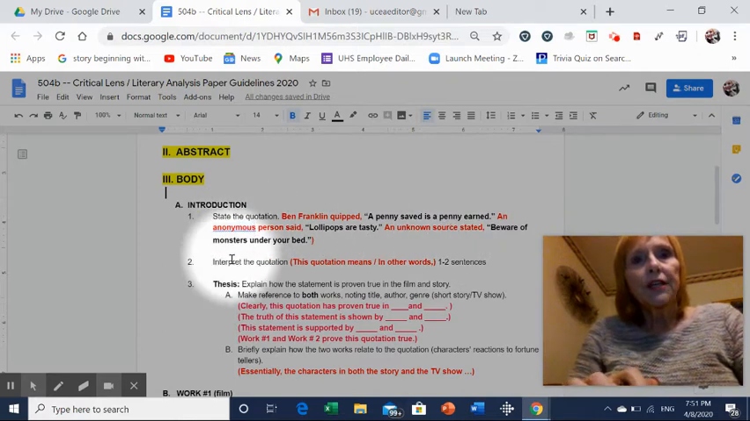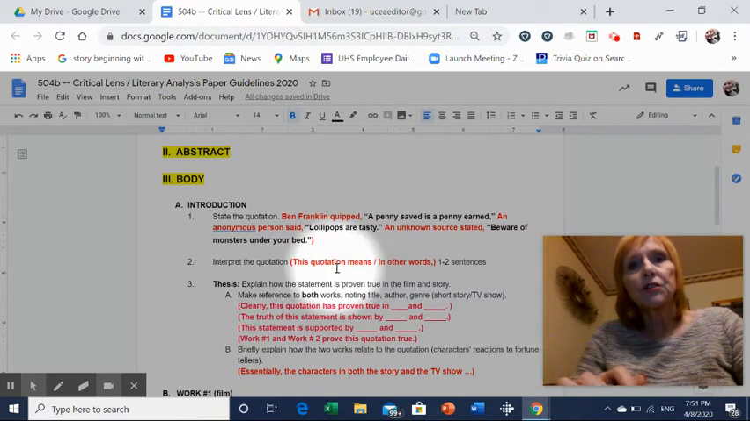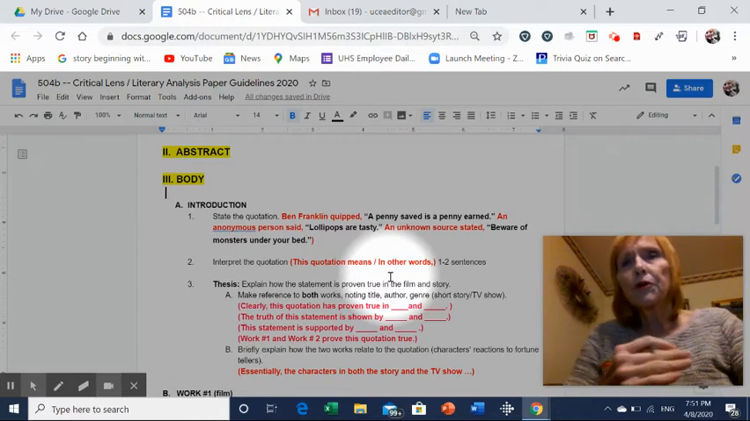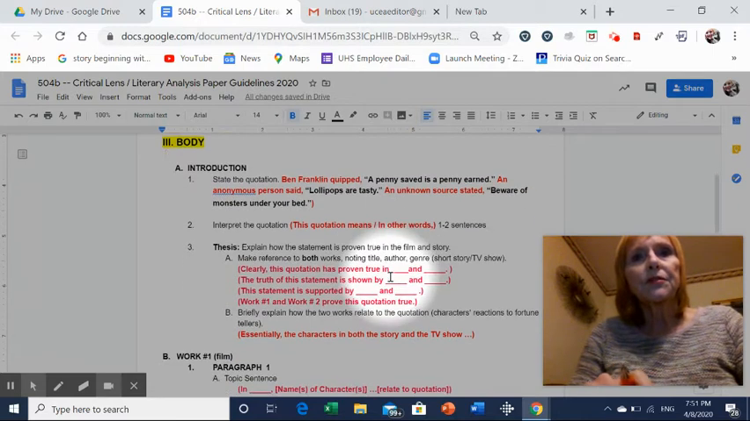After you state the quotation, you have to interpret the quotation. So again, sentence starters. This quotation means. In other words, so one or two sentences to explain what the quotation means.